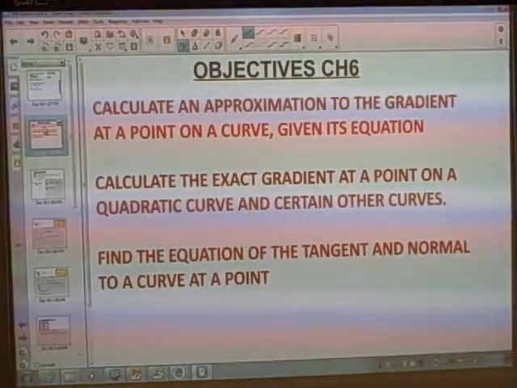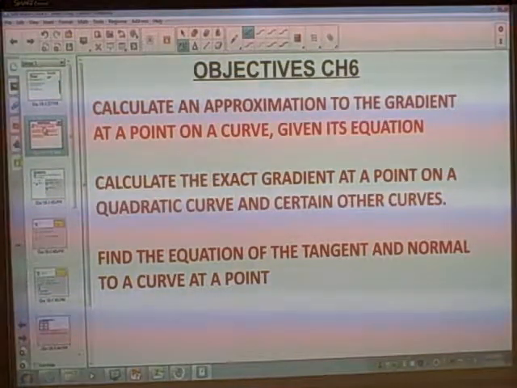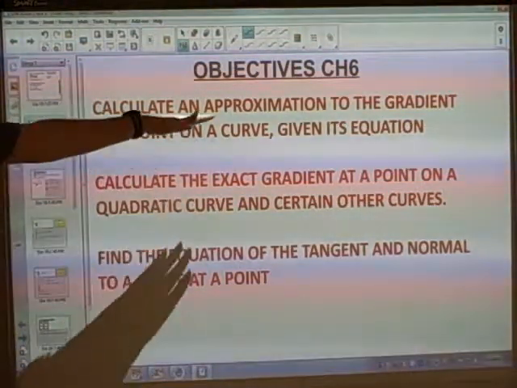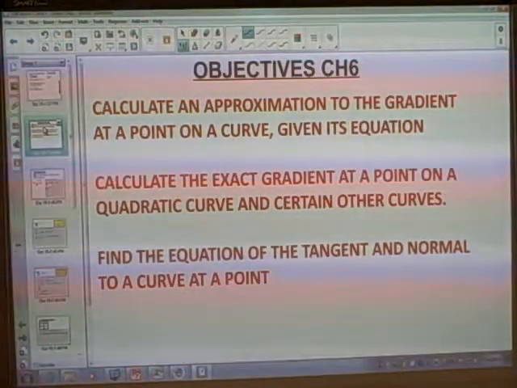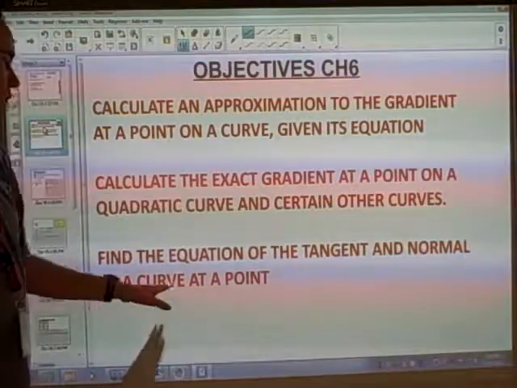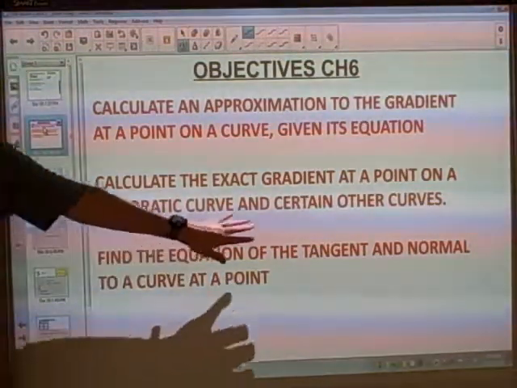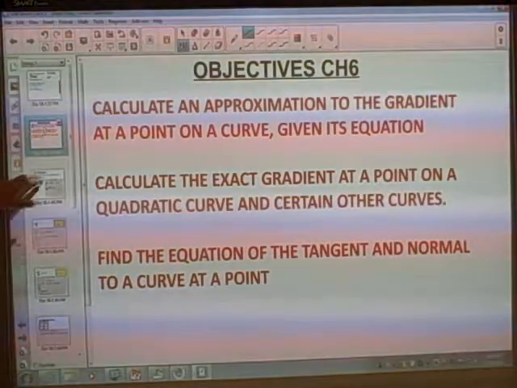So these are the skills that we're going to be looking for in Chapter 6. We want to calculate an approximation to the gradient at a point. And also we can give its equation. We want to calculate the exact gradient of a point on a quadratic curve and other curves. And then find the equation of a tangent and normal to a curve at a point. And that's specifically why we actually did the warm-up, and that's going to relate to parallel and perpendicular slopes.